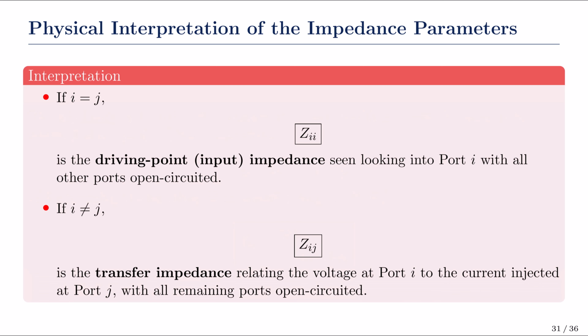The impedance parameters have two distinct physical meanings. When the row and column indices are identical, the element Zii is called the driving point or input impedance. It represents the impedance seen when looking into port I, while every other port remains open-circuited. When the indices are different, the element Zij is called the transfer impedance. It quantifies how the current injected into one port influences the voltage measured at another port. Therefore, the diagonal elements describe the behavior of individual ports, whereas the off-diagonal elements describe the coupling between different ports.